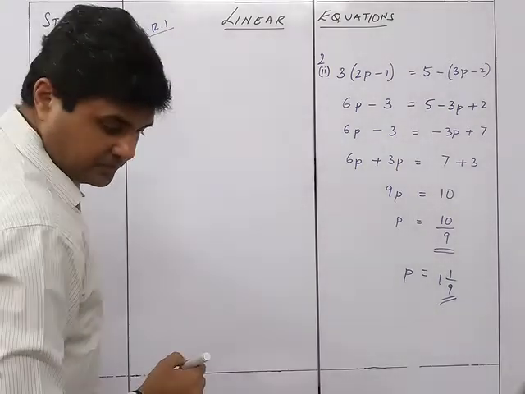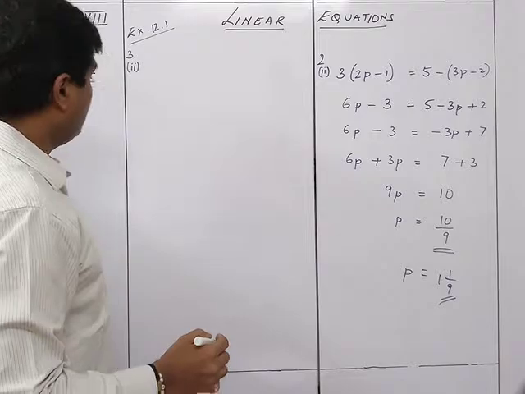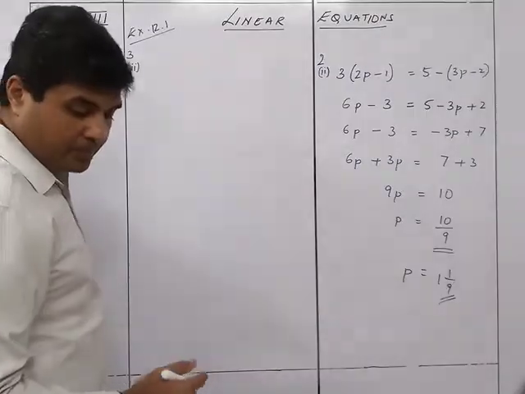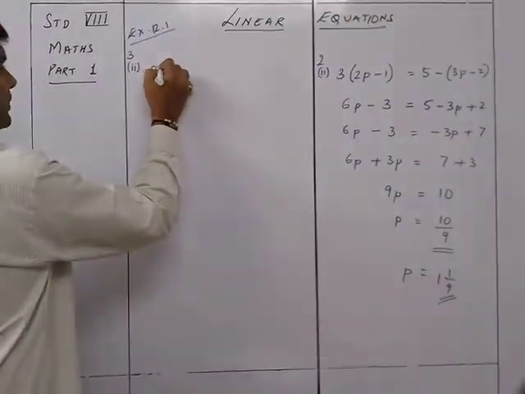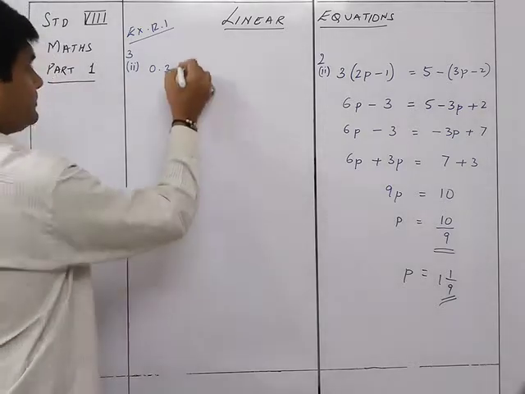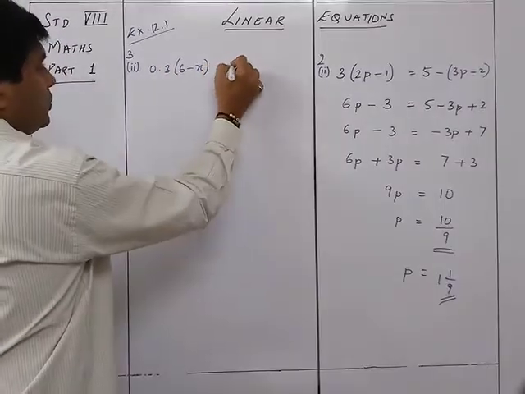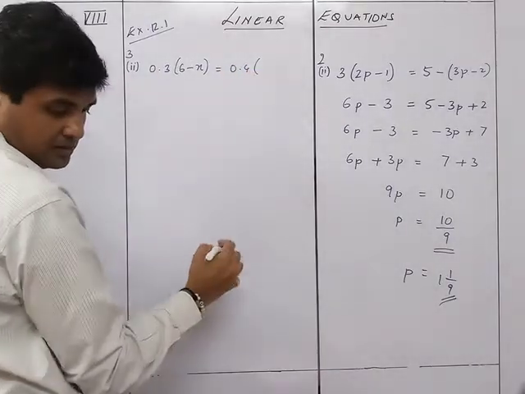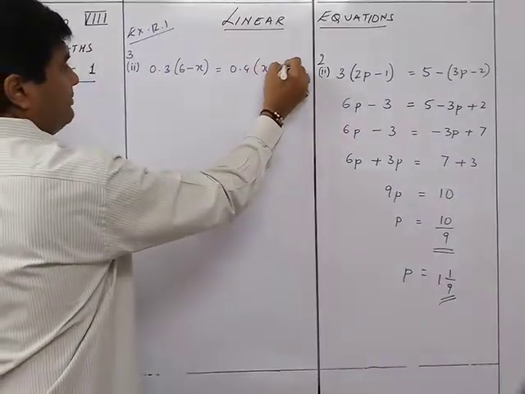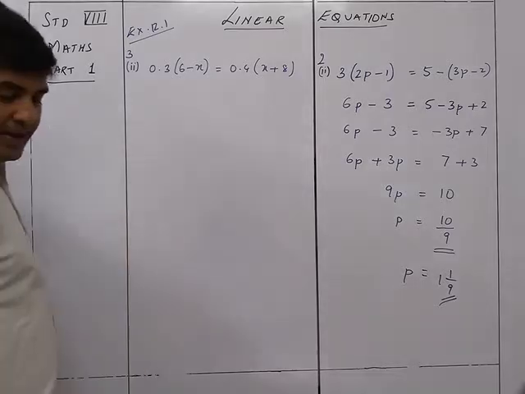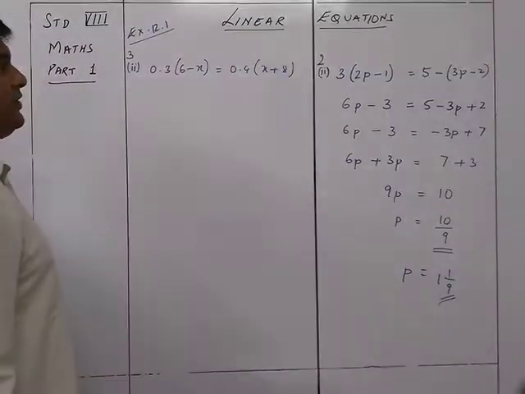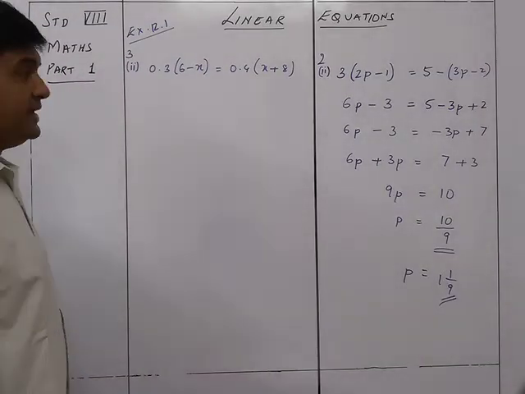Okay, the sum is, I'll show you another method of arranging it in a proper manner so that you can use whatever you are comfortable with. So this is the sum: 0.3 into 6 minus x is equal to 0.4 into x plus 8.